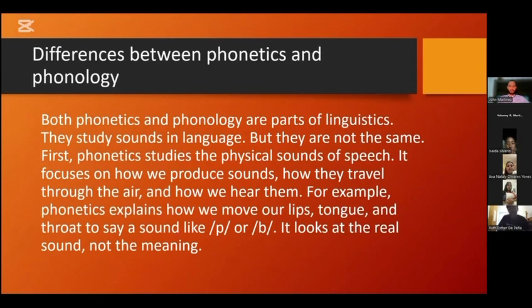On the other hand, phonology studies how sounds work inside a language. It is about patterns and rules. Phonology explains how sounds can change the meaning. For example, in English, the words pat and bat are different because the first sounds, P and B, change the meaning of the word. Phonology studies these sound differences and how they function in a language.